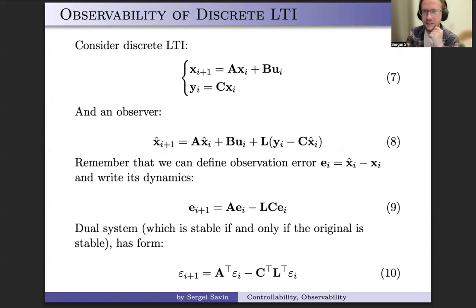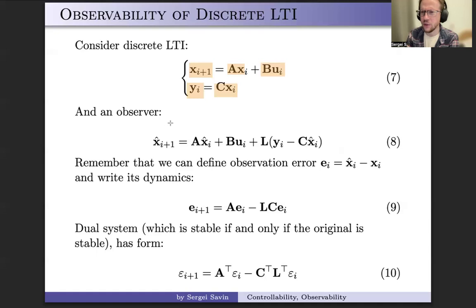So consider a discrete system. Next x equals previous x times A plus previous u times B. Y, the output of the system, is equal to C times previous x. For this system, we know how to get an observer.